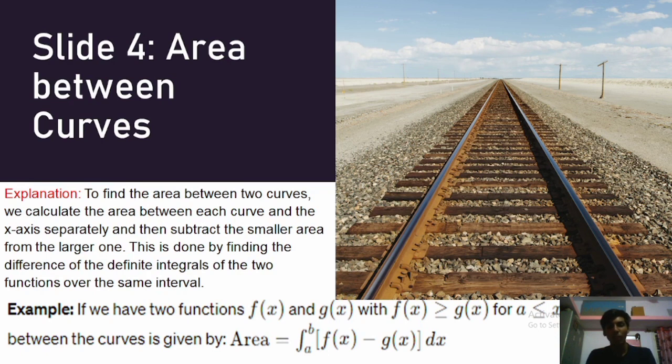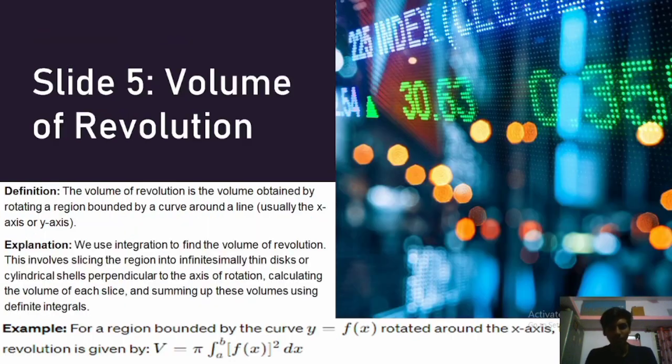Example: if we have two functions f(x) and g(x), with f(x) greater than or equal to g(x) for a less than or equal to x less than or equal to b, the area between the curves is given by area equals the integral from a to b of f(x) minus g(x) dx.